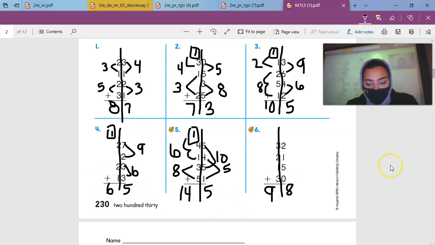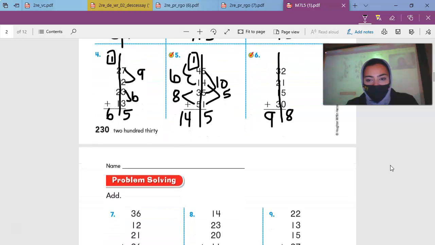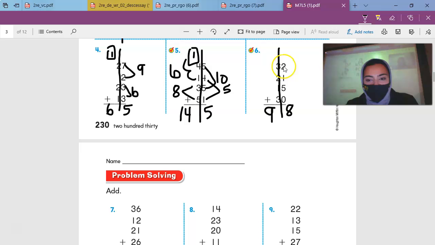And number 6 was quite easy. That one you don't have to regroup. That means you don't have to put anything in the tens place. So that's 2 plus 1 is 3, 3 plus 5 is 8, and then 3 plus 2 is 5, and then 5 plus 1 is 6, and 6 plus 3 is 9. So your answer on number 6 is 98.